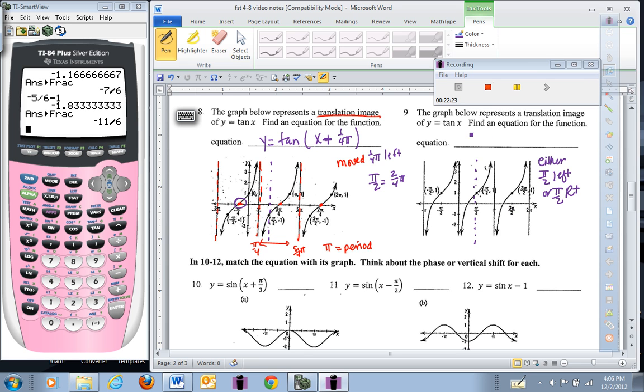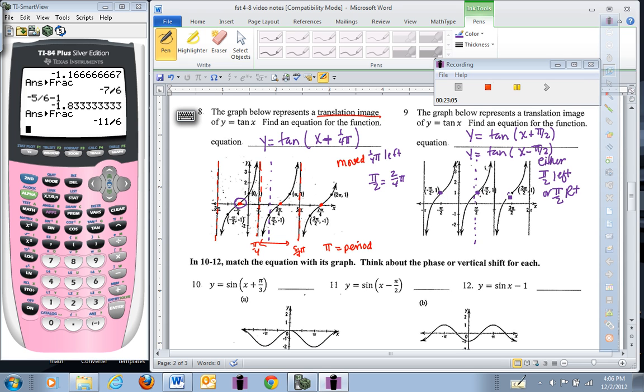All right? So you could have an answer, and you could say y is equal to the tangent of, and let's say you thought it was going to the left. If you thought it was going to the left, then you'd have x plus pi over 2, wouldn't you? Somebody else might think, oh, they moved that graph to the right, and they may put x minus pi over 2. So you would both be correct. Because the period of this function is only pi, 1/2 pi to the left is equivalent to 1/2 a pi to the right.